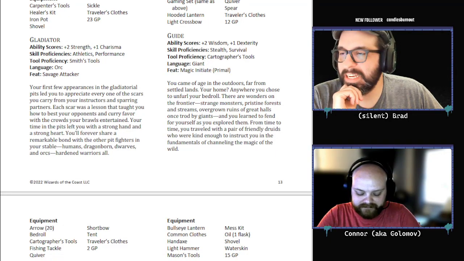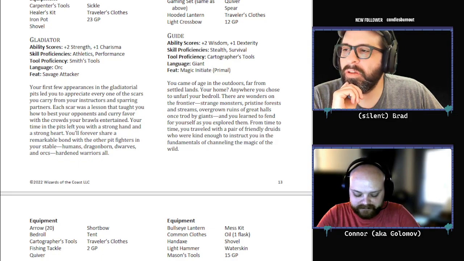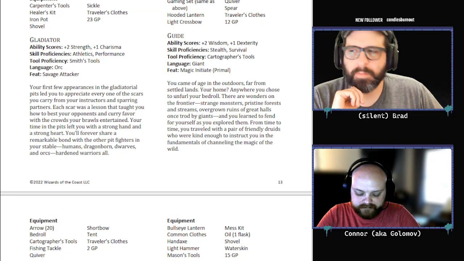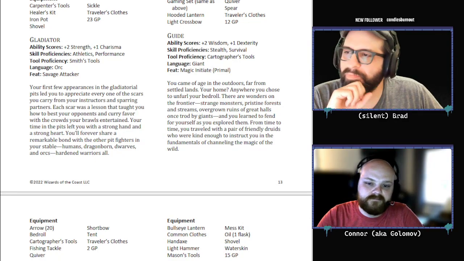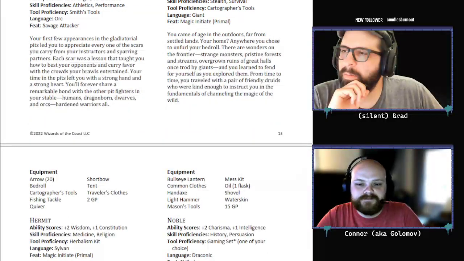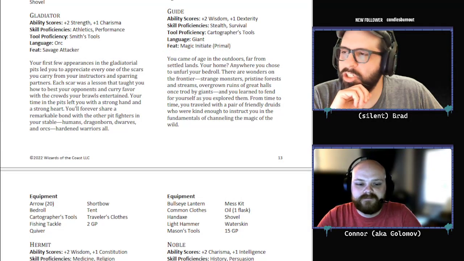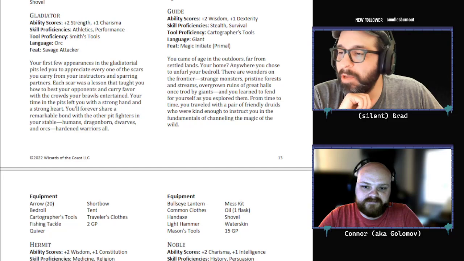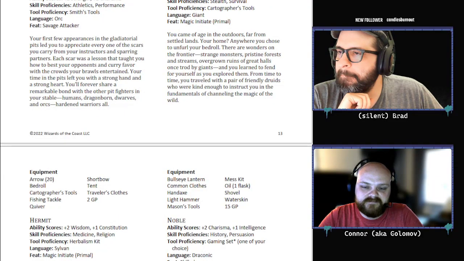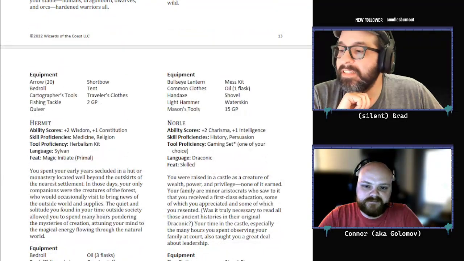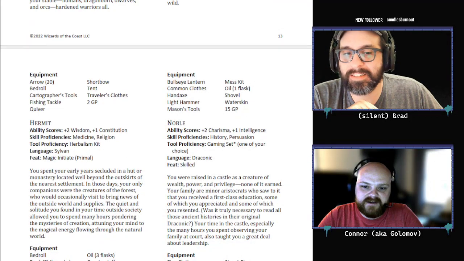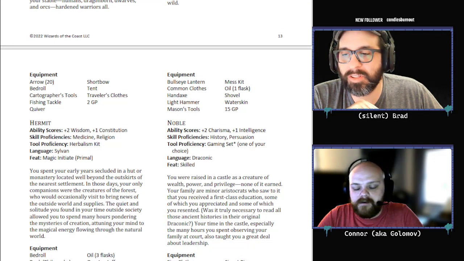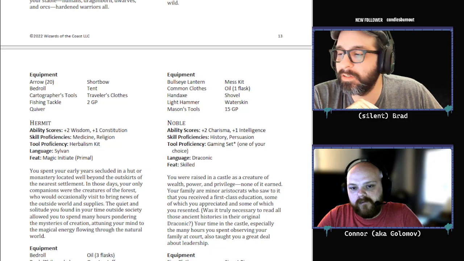Guides with wisdom and dex, stealth. I can kind of see stealth if you're trying to, and survival, of course. I think nature would make more sense for a guide than stealth. Calligrapher's tools and giant, magic initiate, primal. That's something we haven't talked about yet, what they're changing with spells.